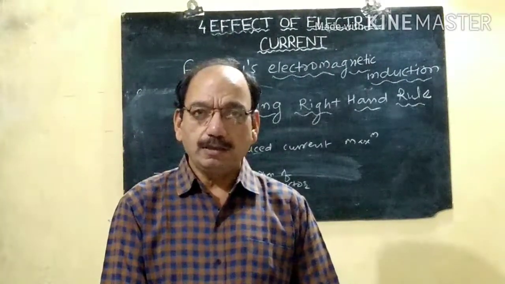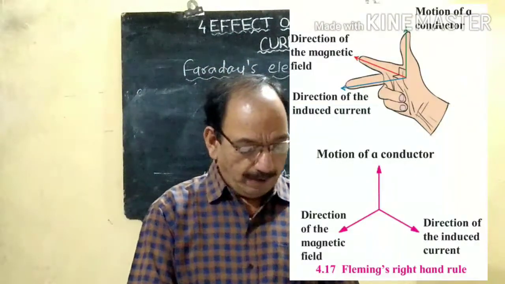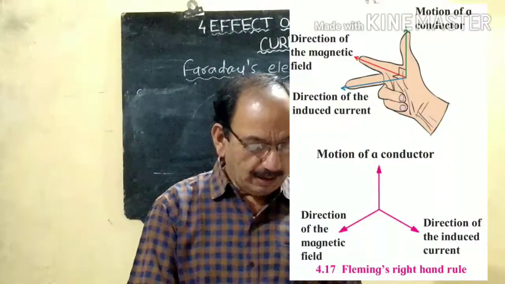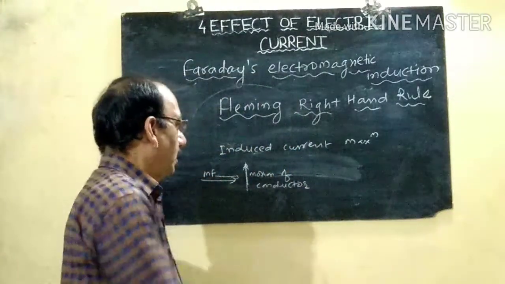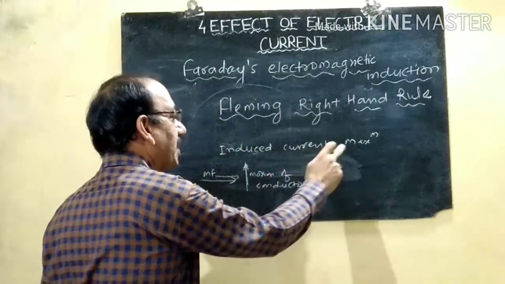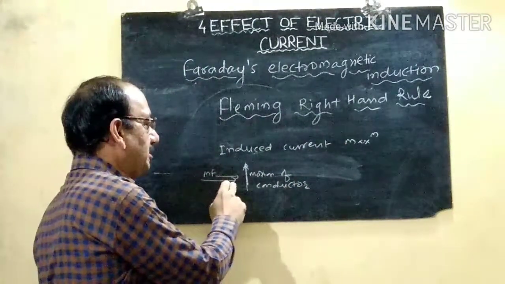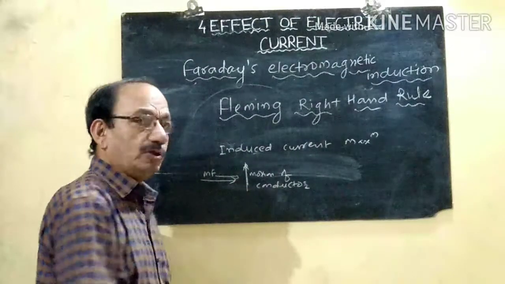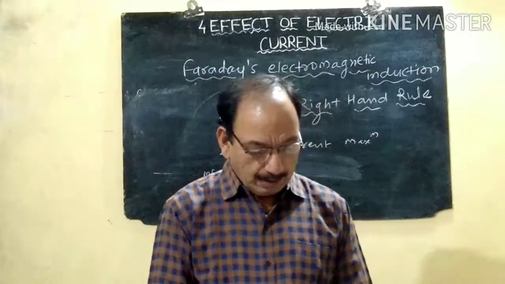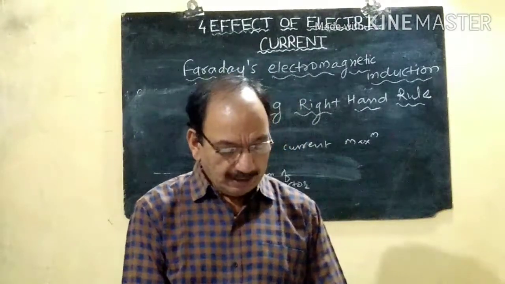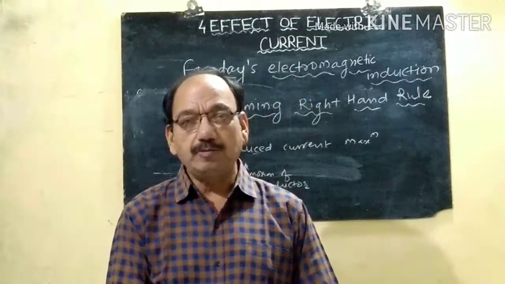Now we are going to learn about Fleming's right hand rule. When will the induced current in an electrical conductor be maximum? The induced current is maximum when the direction of the magnetic field is perpendicular to the direction of motion of the conductor. To show the direction of induced current, Fleming's right hand rule is very useful.